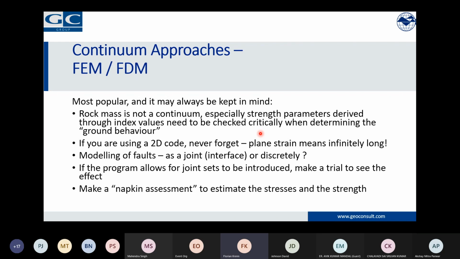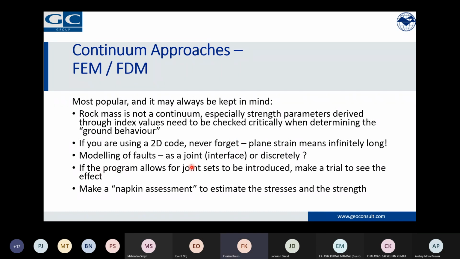Then one thing, if we are using 2-dimensional codes, the usual plane strain codes, we shall never forget we model something that is infinitely long. So having this in mind, anything that has to do with intersections has to be approached differently. Then the modeling of faults. Shall we use a joint, that means an interface element, or shall we model a fault discretely, meaning that we take real elements and associate them with very low values of strength? Again, the 2D effects need to be seen in that also.